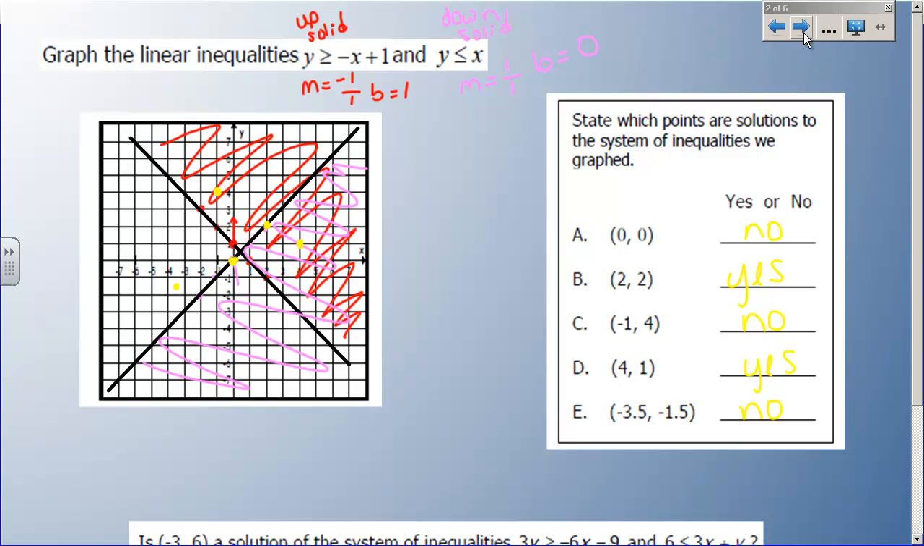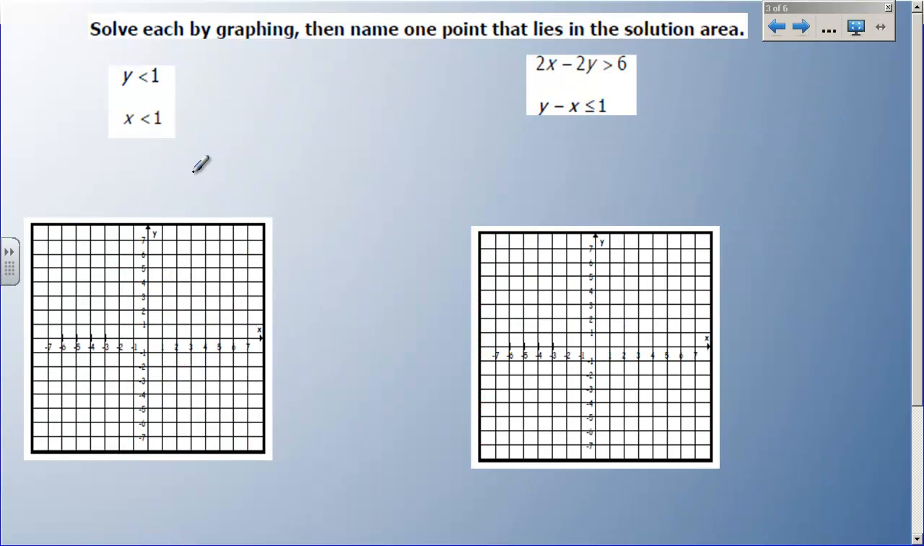Alrighty, so let's do a couple more. We're going to graph these two. I think on the one that I post online, there are 3 inequalities. We're going to do the first one and the last one. You can try the one in the middle if you want afterwards, but I'm just going to do 2. So we're going to solve by graphing, and then we're going to name a point that lies in the solution area. So I have 2 lines here.